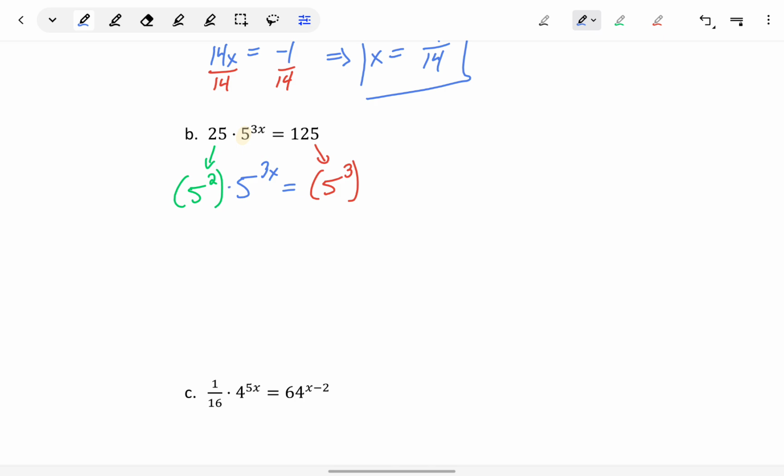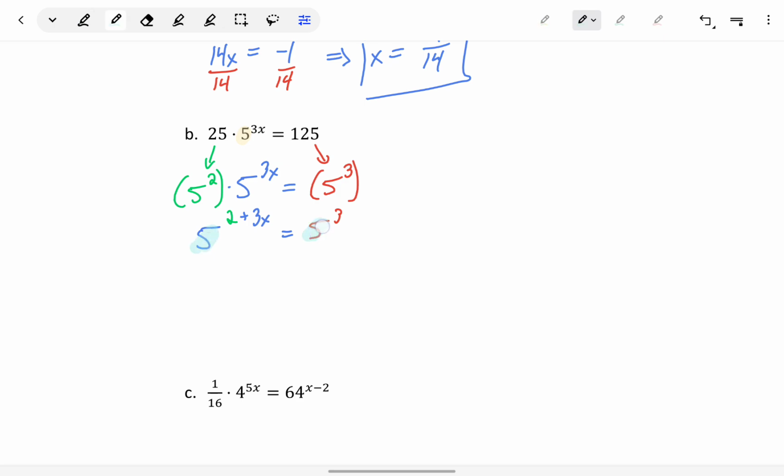Now we can combine the two expressions on the left-hand side of the equation by rewriting this as 5 to the 2 plus 3x power. Since we're multiplying those two expressions together, the bases are the same, we add the exponents together, and that will still be equal to 5 cubed on the other side.